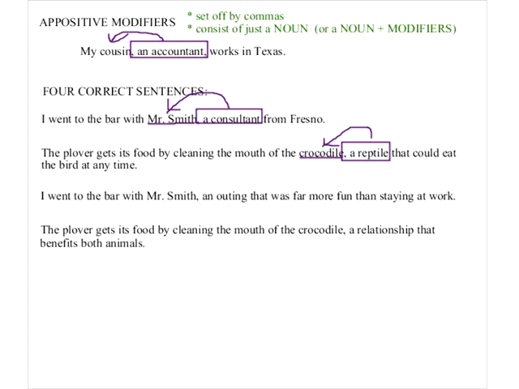Now, here's where it gets tricky, because again, as I promised you, all 4 of these are correct. So an outing definitely does not modify Mr. Smith, because Mr. Smith is not an outing. He's a consultant from Fresno, so he's not an outing. Who can tell me what that modifies?